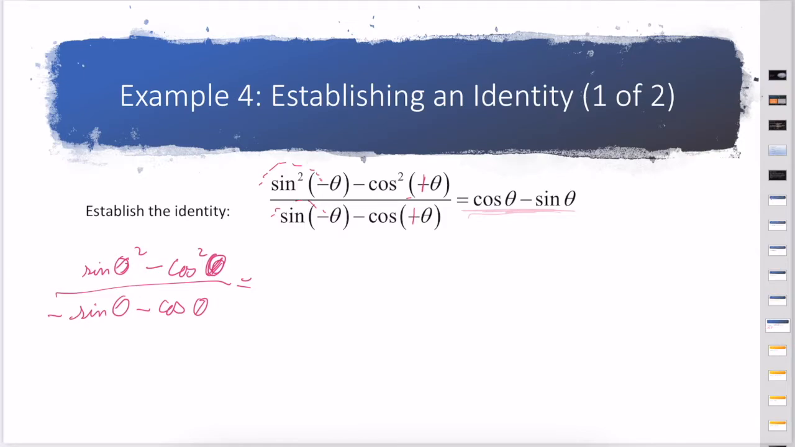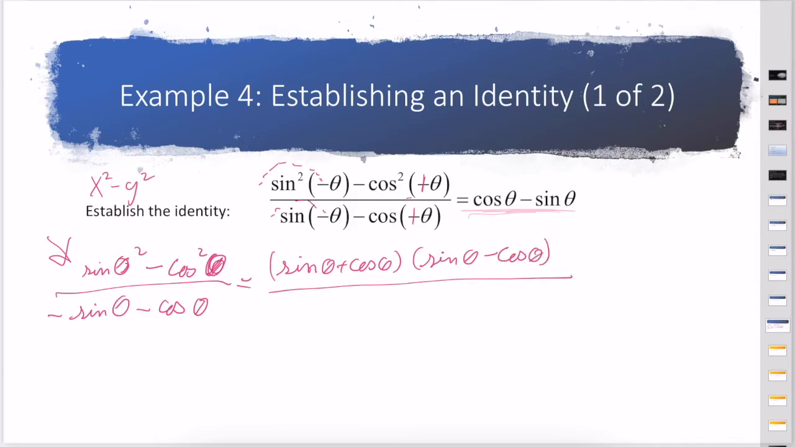Now I look at this numerator and I think, that's a difference of squares. So I can factor that. That gives me sine of theta plus cosine of theta times sine of theta minus cosine of theta. Now let's look at our denominator. Our denominator has negative leading coefficients. So let's pull out that negative. So I have negative sine of theta plus cosine of theta.